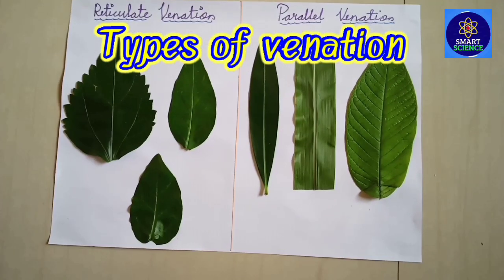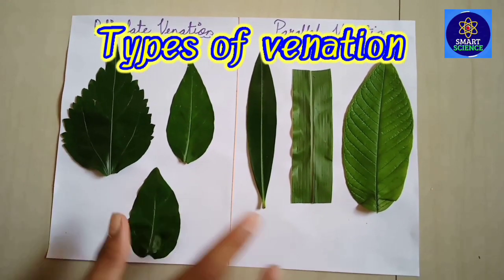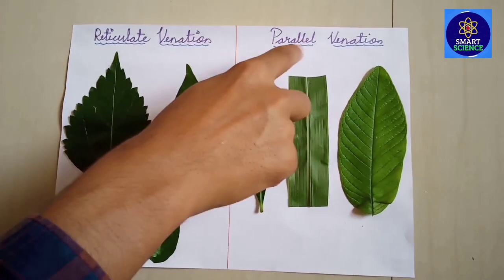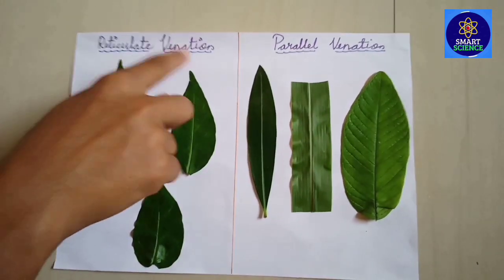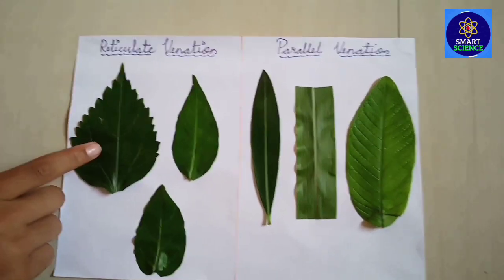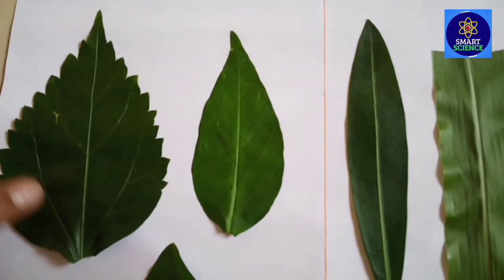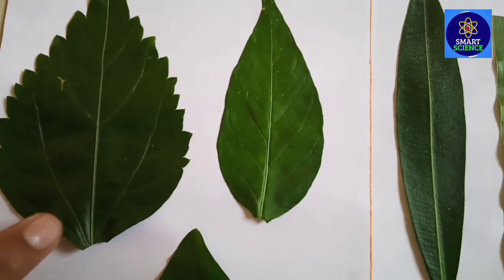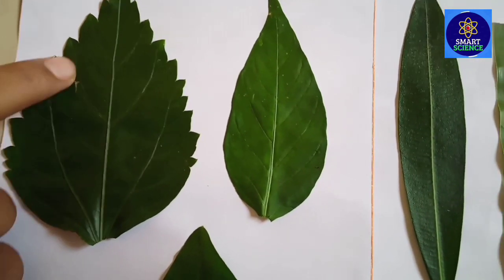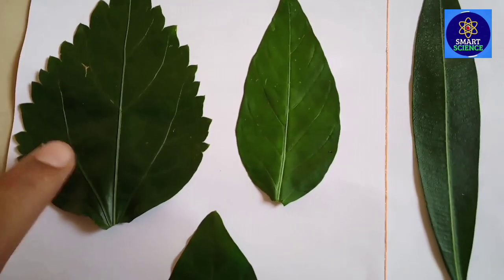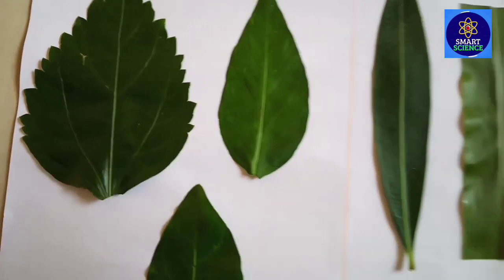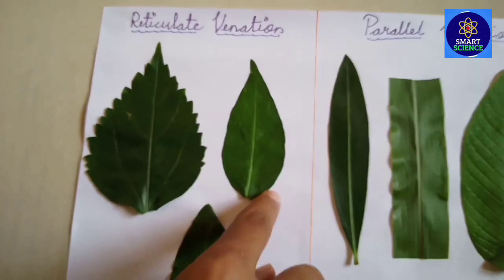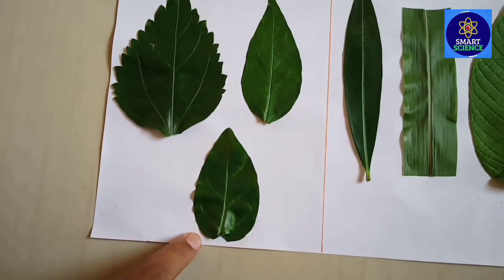Hi friends, here you can observe two types of venation in leaves. Firstly, reticulate venation, and second one is parallel venation. In reticulate venation, you can see the veins arrangement is irregular. Not so regular, means they are not parallel. Here this is a midrib and these are other veins. They are not in a sequential form, means they are not in regular form. This is an example of a hibiscus plant leaf, and this is a chili leaf, and this one is a jasmine leaf.